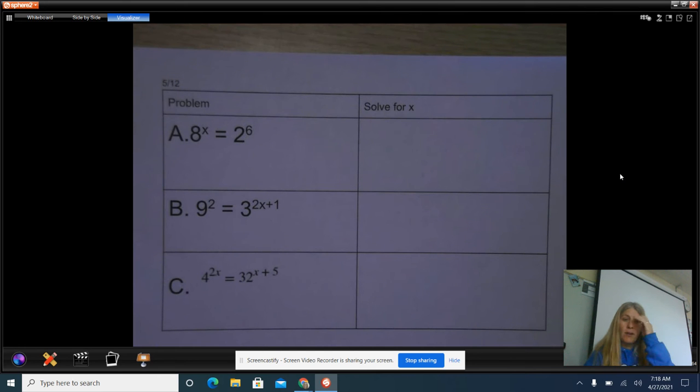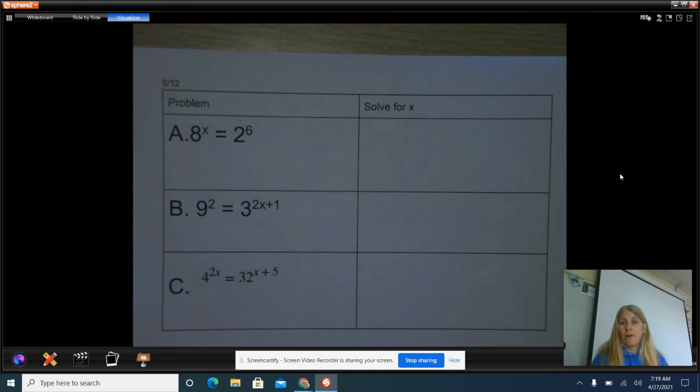Today we are solving exponential problems where once again our exponent is going to be our variable. As we're looking at this, our very first goal in order to solve these is we need to make sure that our bases are the same. As we can see, we have an 8 and a 2.